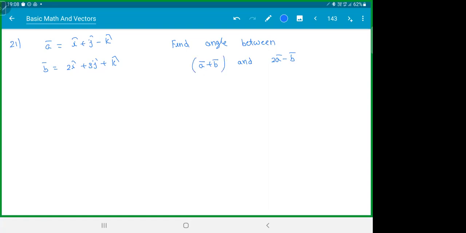So when you add A bar plus B bar, you get a new vector. When you add 2A bar minus B bar, you get a new vector. I want the angle between those two new vectors, not A bar and B bar.